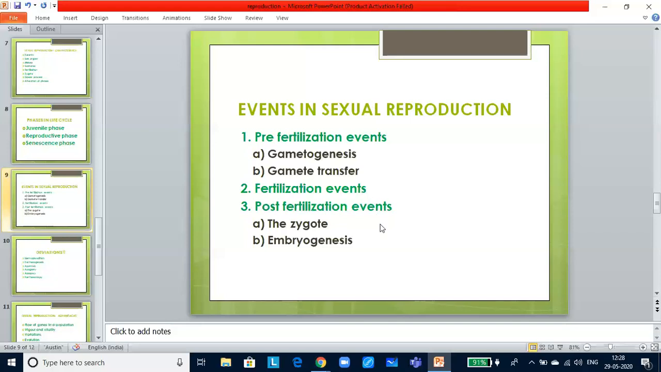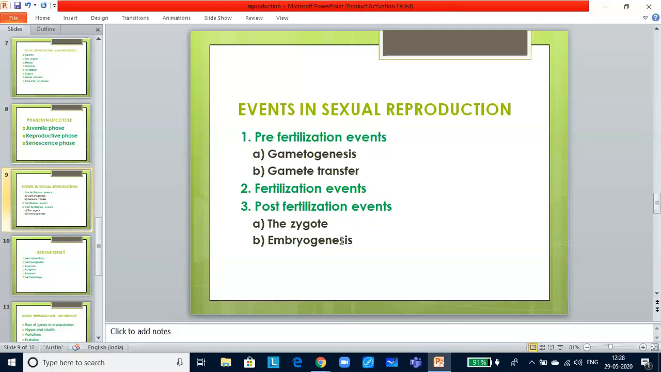Now, after fertilization, let us look into post-fertilization events. So, there are two events. One is formation of zygote and then embryogenesis. Now you know that the zygote is the diploid cell produced by the fusion of the nuclei of the male and the female gamete after fertilization. Embryo is the name given for the early developmental stage of an animal or a plant following fertilization of an ovum. In humans, the term embryo describes the fertilized egg during its first 7 weeks of existence. From the 8th week onwards, it will be called the fetus.